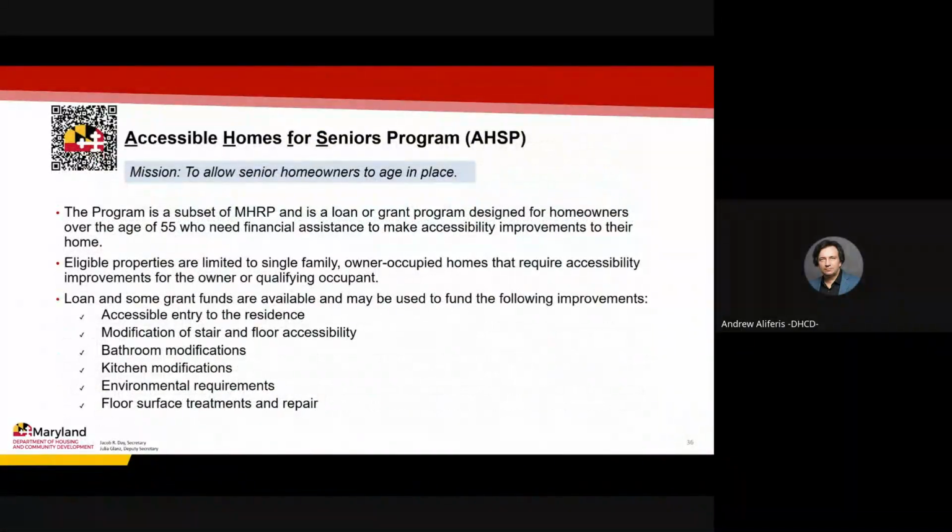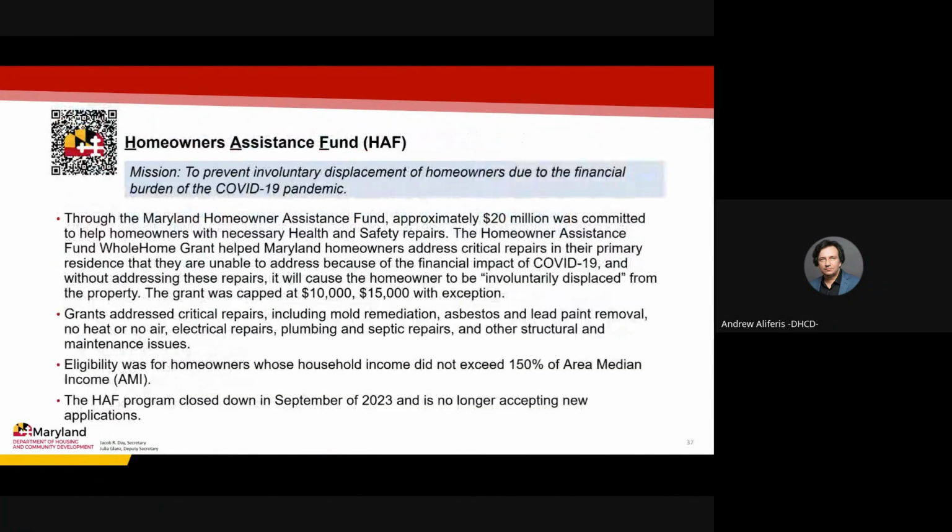So the Accessible Homes for Seniors program is the one that I was talking about, aging in place. With this one, we can do ADA bathrooms, we can do kitchen and bathroom modification, we can build ramps, we can put in chair lifts. The whole goal of this program is to allow the occupant to be able to age in place in their home. Next slide. The Homeowners Assistance Fund is a program that we ran from 22 to 23.